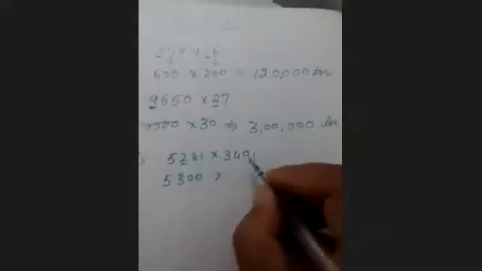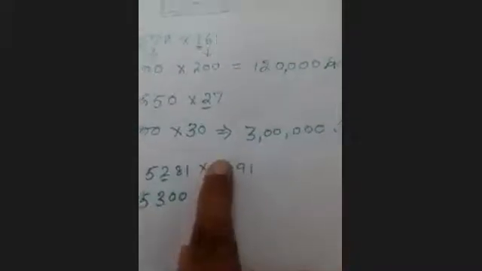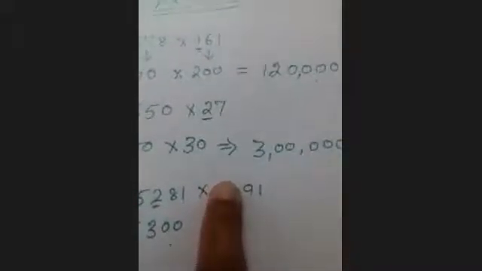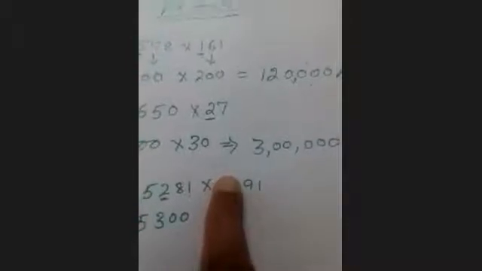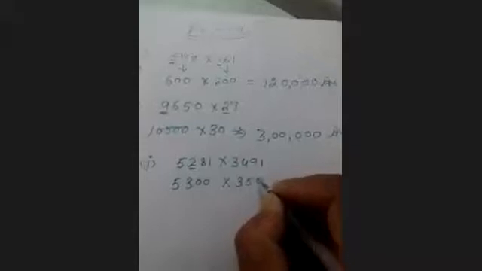Now 1 stands at 100 in the second number. Put your finger at 4. The next number is 9. So the nearest value will be 3500. Clear, students? Now find its product. 5300.